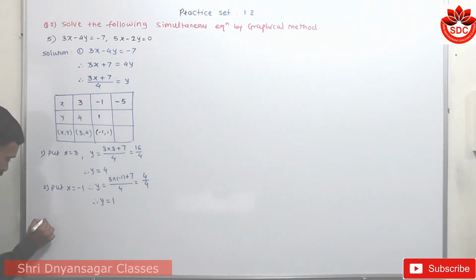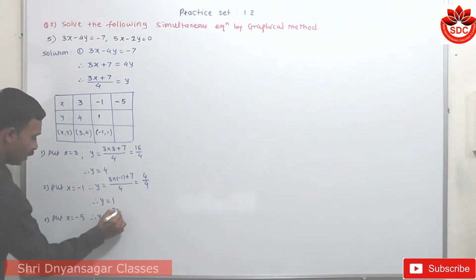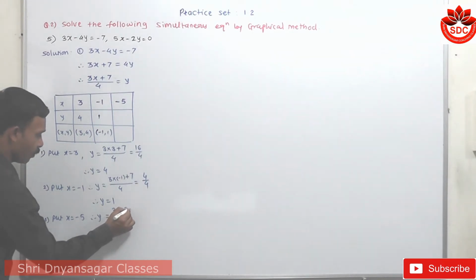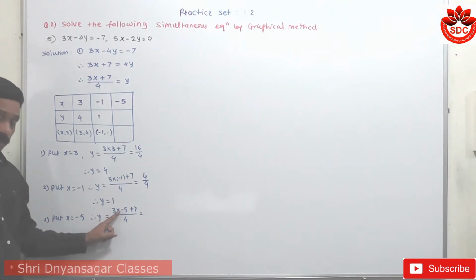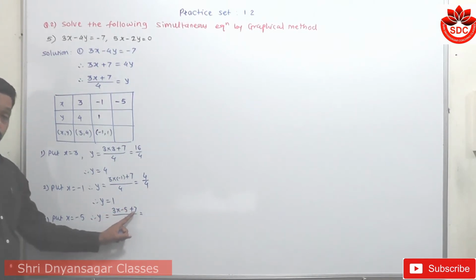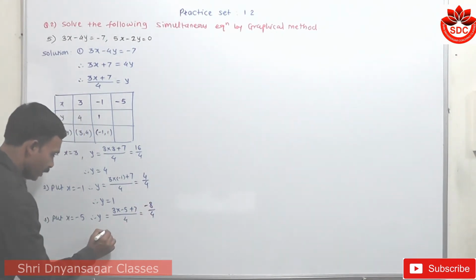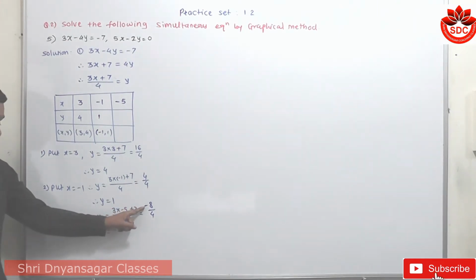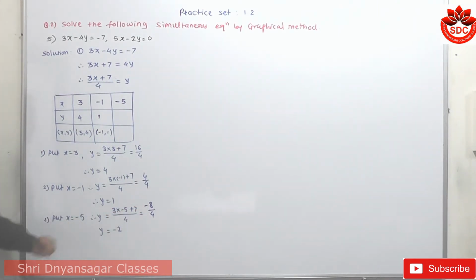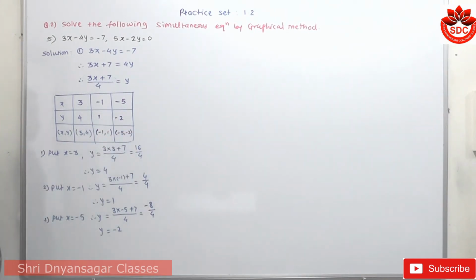Then the next one is put x is equal to minus 5, same as earlier. 3 into minus 5 plus 7 upon 4. 3 5s are minus 15. Minus 15 plus 7 becomes minus 8 upon 4. That means the value of y is equal to minus. Give the sign of the bigger number here. Minus 8 upon 4 is equal to minus 2. That means we get minus 5 and minus 2.